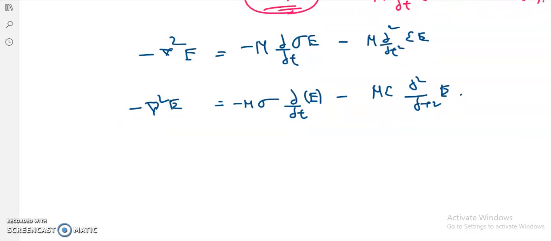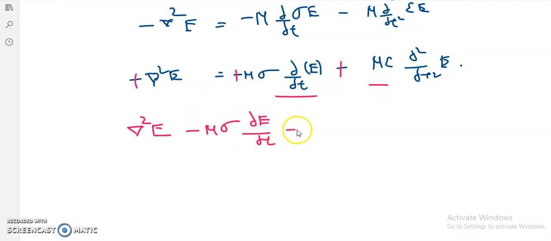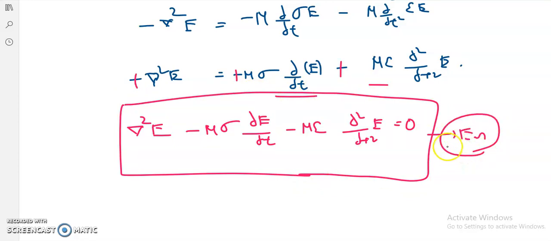And if I multiply both the two sides with negative, then all these things become positive. Finally, the del square E: just bring both these two terms to the left hand side, then it becomes del square E minus mu sigma dou E by dou T minus mu epsilon dou square by dou T square of E is equal to 0. So finally it is an electromagnetic wave equation with respect to the electric field.